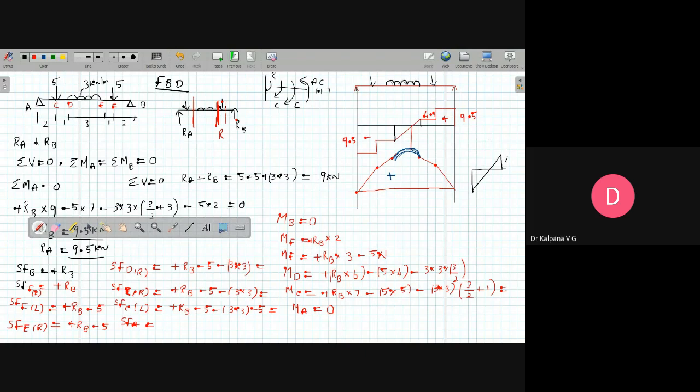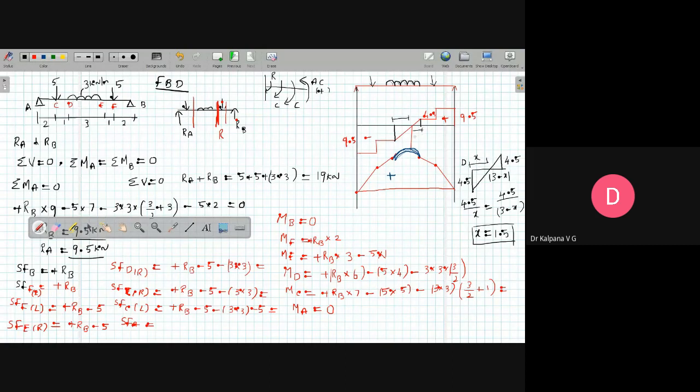9.5 minus 5, now it is 4.5. I think our value is also 4.5. Am I right? And consider this as x, and the total distance is 3 minus x. Similar triangle concept. So for x, it is 4.5, and for 3 minus x, it is again 4.5, since it is similar. So from this we can find out the value of x. Obviously it is 1.5, since it is symmetrical. So considering x from point D, from D it is 1.5.